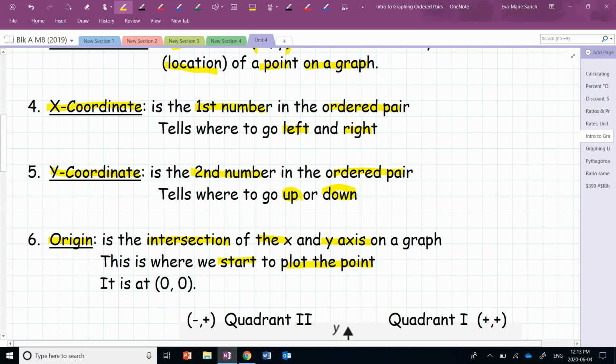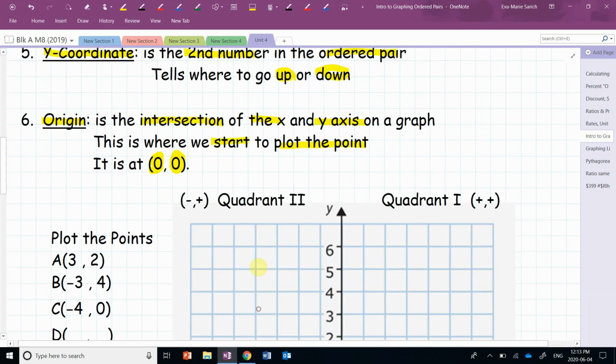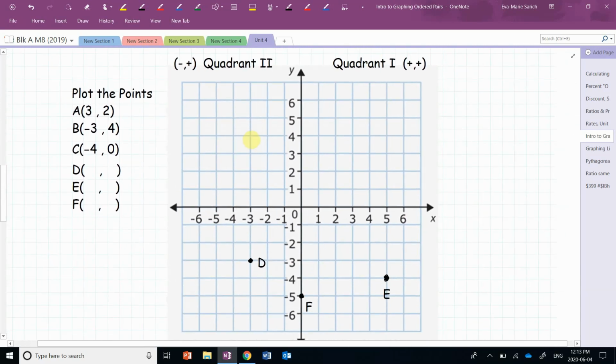And in fact, where the origin is, that's where the x is 0 on the x-axis and the y is 0 on the y-axis. So there's a point there at 0, 0 where the two lines or number lines on this graph meet. So here's what one of those graphs is going to look like.